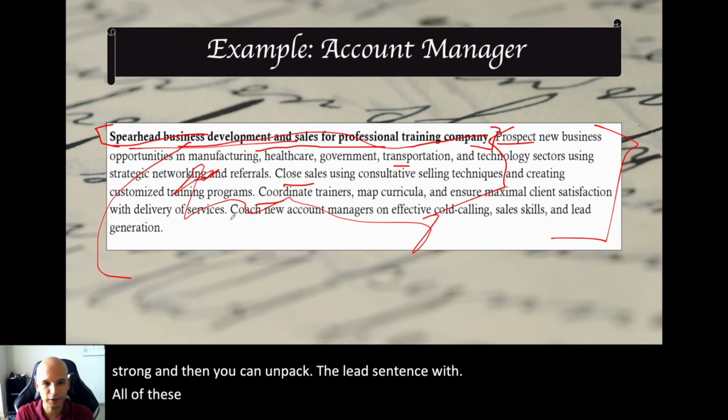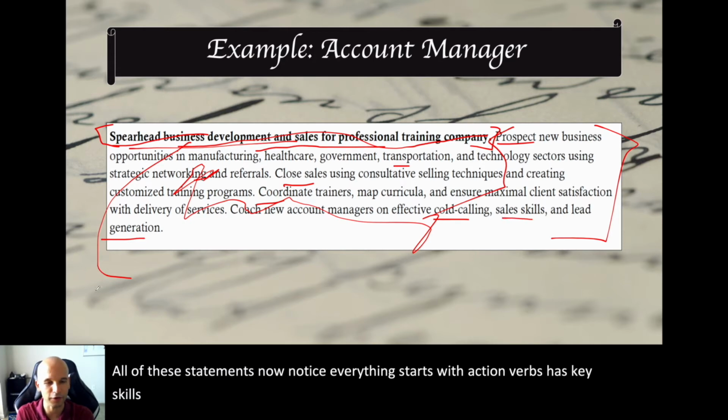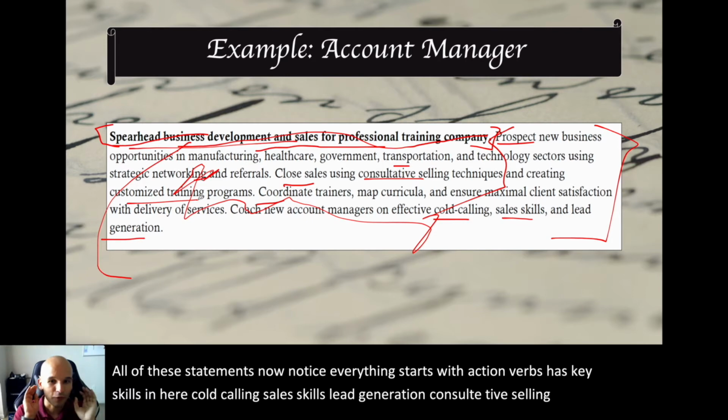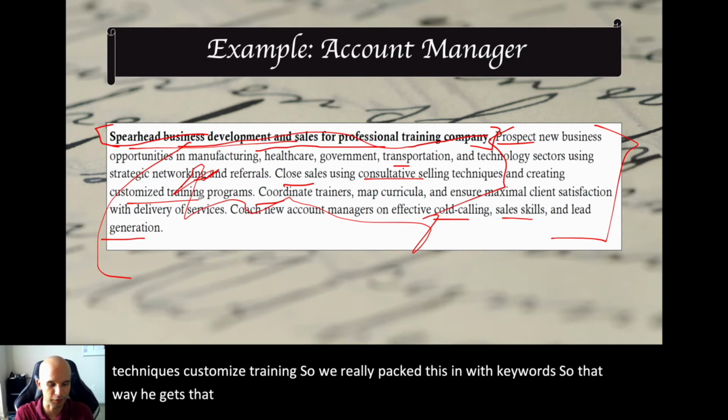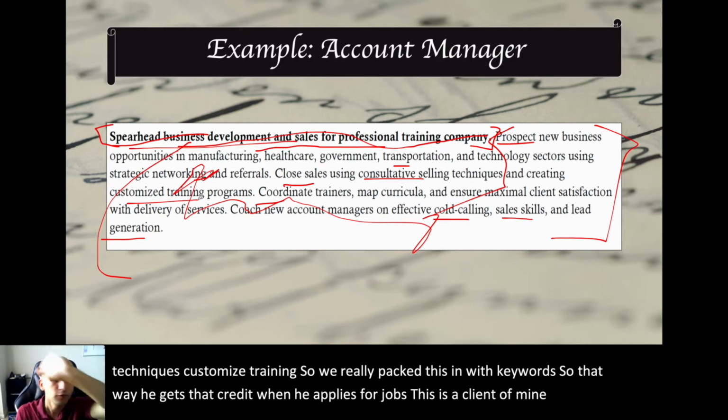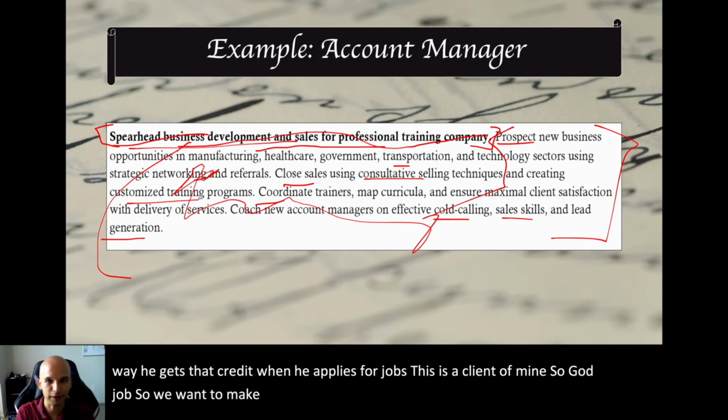Now, notice everything starts with action verbs, has key skills in here: cold calling, sales skills, lead generation, consultative selling techniques, customized training. So we really packed this in with keywords, so that way he gets that credit when he applies for jobs. This was a client of mine, so got a job. So we want to make sure we're packing that in there.